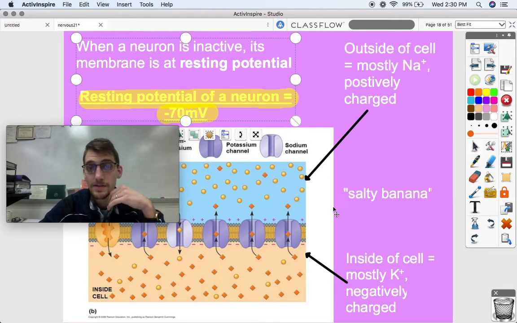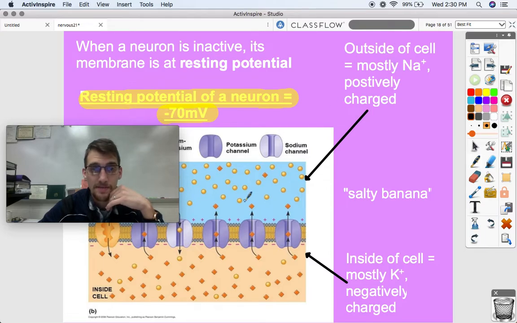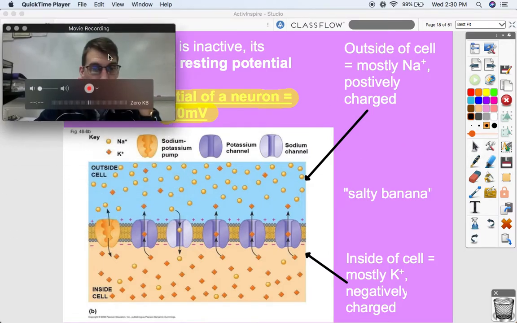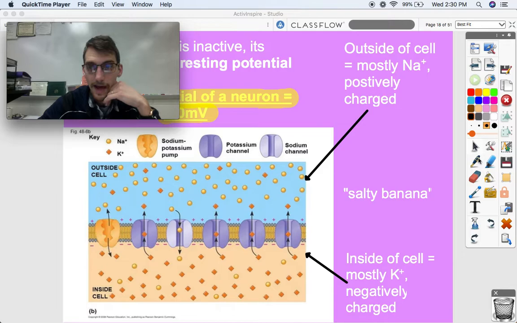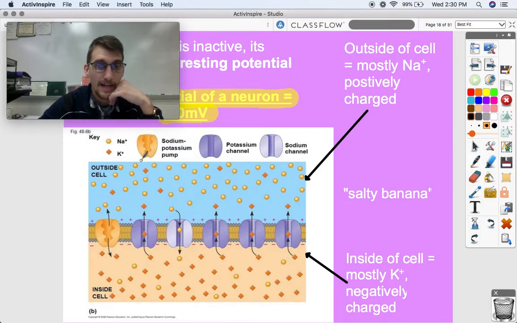All right, here's how to remember what resting potential looks like. The outside of the cell, as we can see from this picture, we can see these yellow dots. These are representing sodium ions. Sodium and potassium are the two big players here. Sodium ions are mostly found on the outside of the cell, and potassium ions, K+, are mostly found on the inside of the cell. Okay, so we got sodium ions and potassium ions, but hey, aren't they both positively charged?